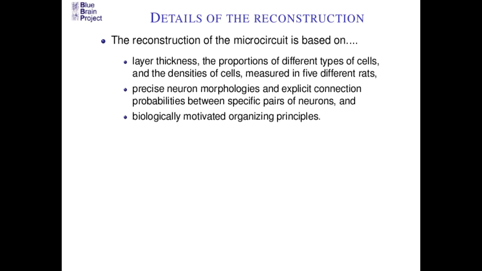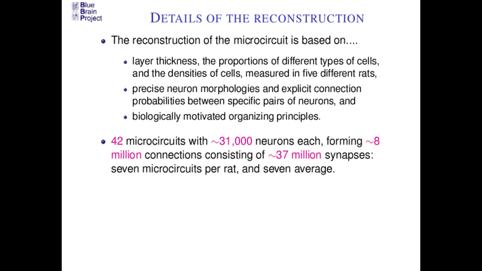All this goes into a very complex algorithm that is run on a supercomputer in order to do this reconstruction. So what do you end up with? You end up with what we call microcircuits. Each microcircuit, on the order of a millimeter cube of material, so it's not that big, has roughly 31,000 neurons, which form roughly 8 million connections. A connection between two neurons is not formed by just one axon meeting one dendrite with one synapse. You have a bunch of synapses from one that come in contact with another. You need something on the order of four or five synapses connecting any two neurons to have a reliable connection, which is why we have roughly 8 million connections and roughly 37 million synapses.